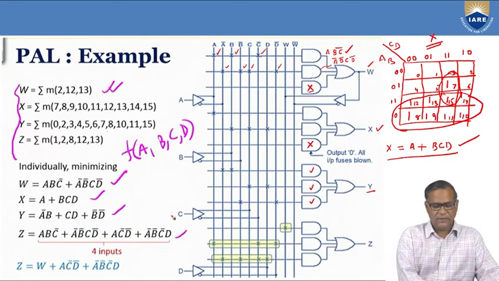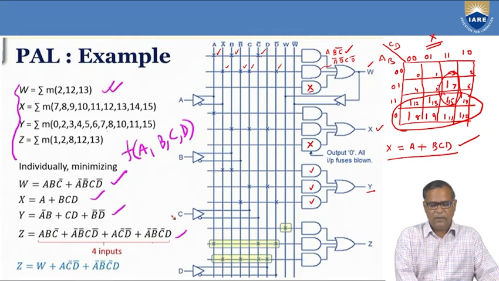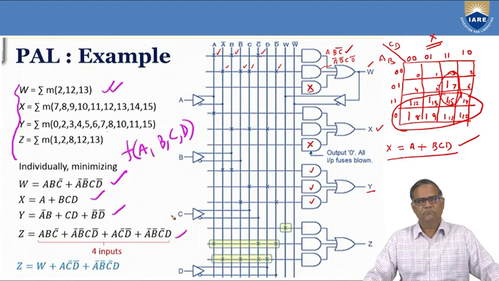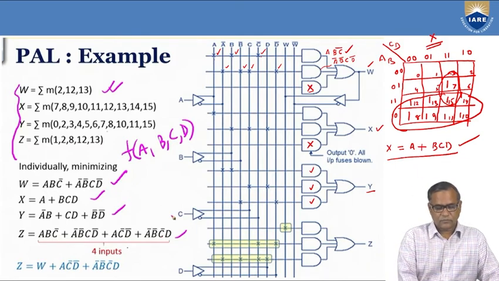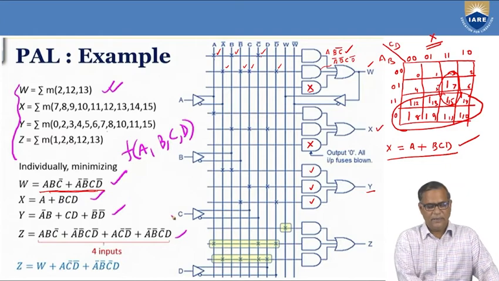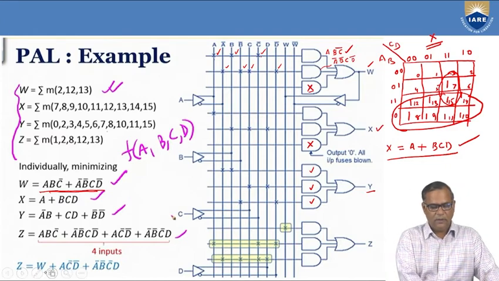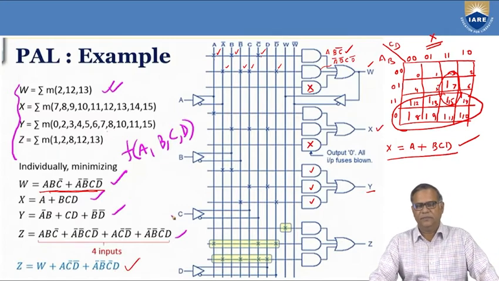So what are the 4 terms? A, B, C bar, A bar, B bar, C, D bar, A, C bar, D bar, and A bar, B bar, C bar, D. 4 terms I have to include. And you see here, this A, B, C bar and A bar, B bar, C, D bar is nothing but W. So I can write here Z is equal to W, A, C bar, D bar, and A bar, B bar, C bar, D. So now Z is having 3 terms.